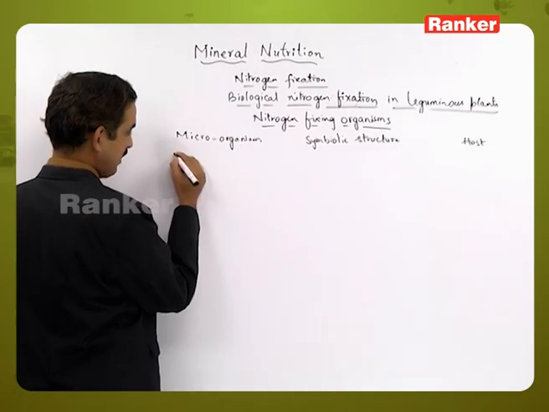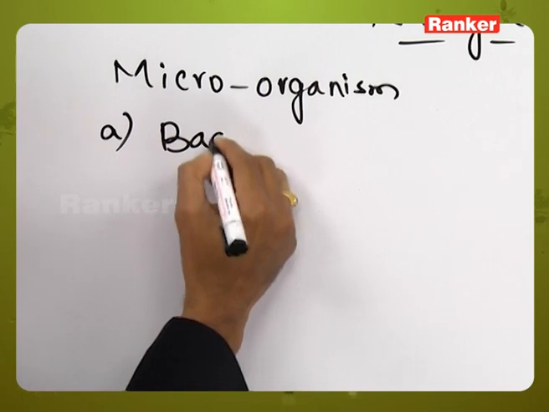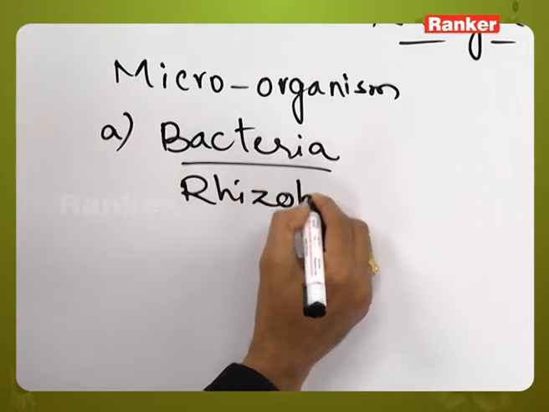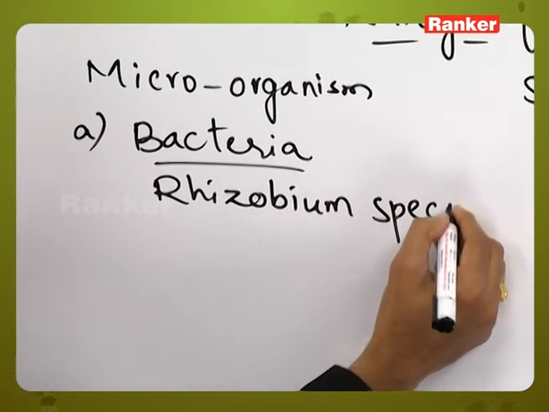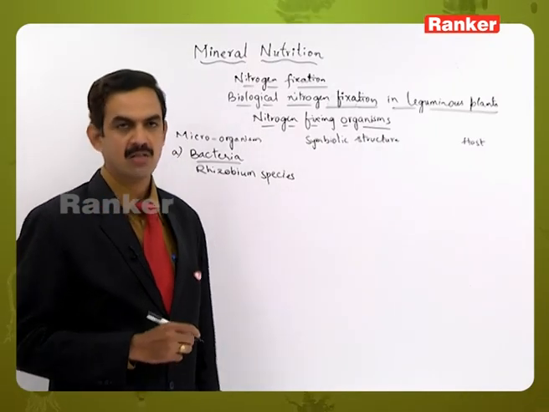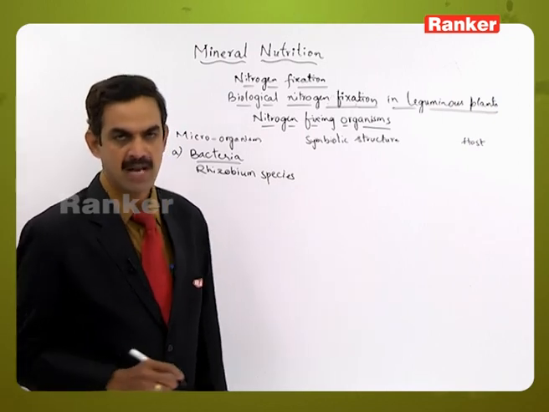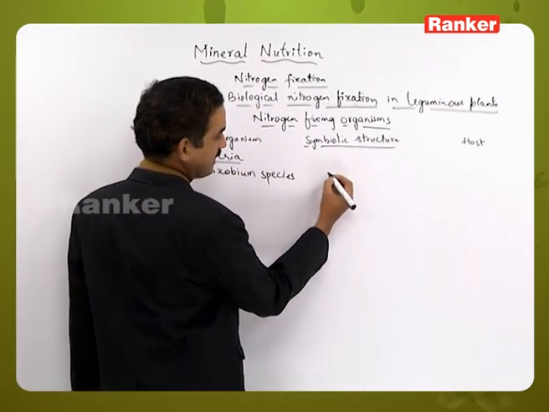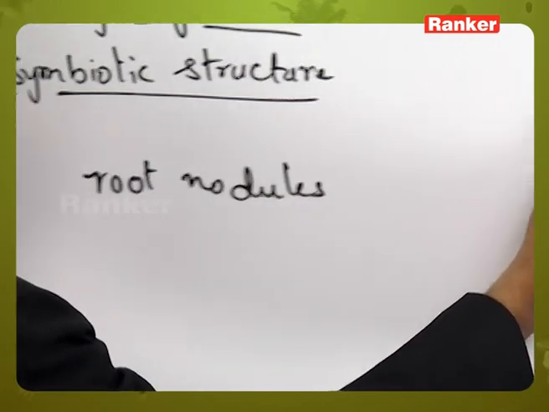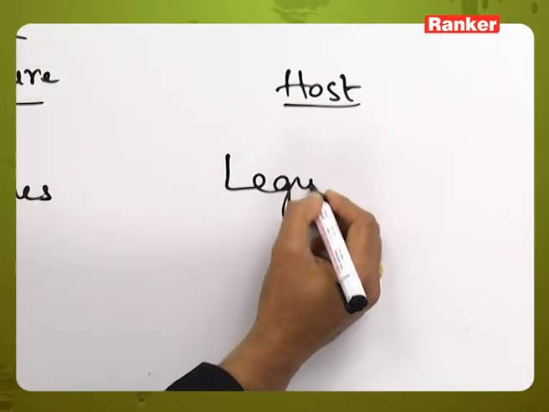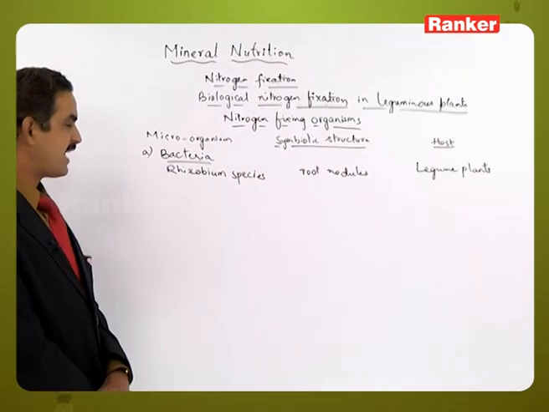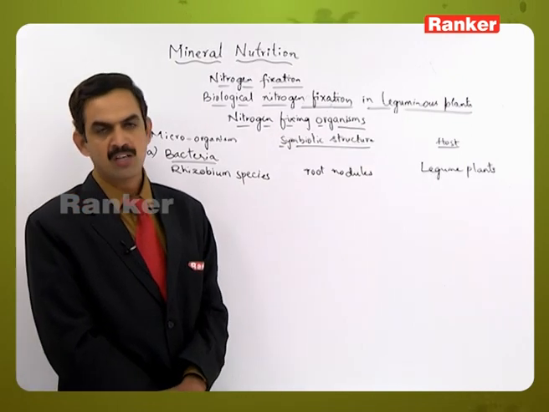So let us take first some of the examples of the bacteria, the well-known bacteria, that is Rhizobium species. Different species of Rhizobium will form symbiotic structures with different types of plants. That may be leguminous plants, or sometimes some of them are non-leguminous plants also. The symbiotic structure formed by it is a root nodule, and the host may be the legume plants. Let us take any legume plant in which Rhizobium will get associated with it to form root nodules.